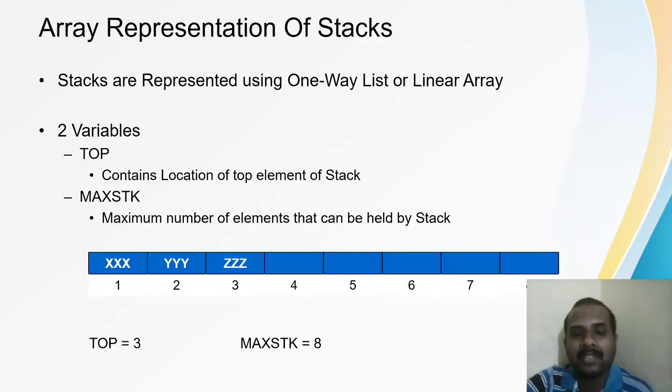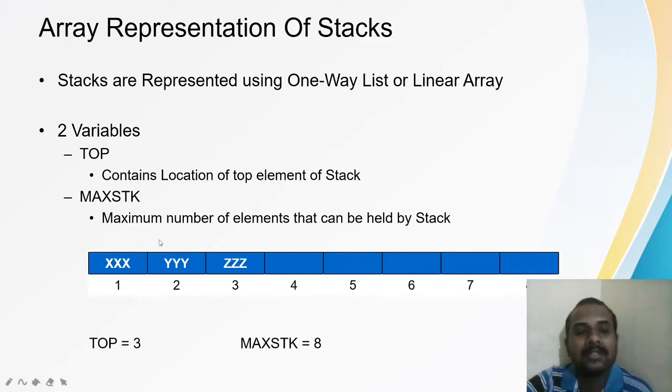Array representation of stacks. Stacks are represented using a one-way list or a linear array. In the linear array representation of stacks, the array is usually represented in the horizontal direction, but mainly in the stack we will consider it in the vertical direction. But for understanding here, let us take the horizontal direction only.